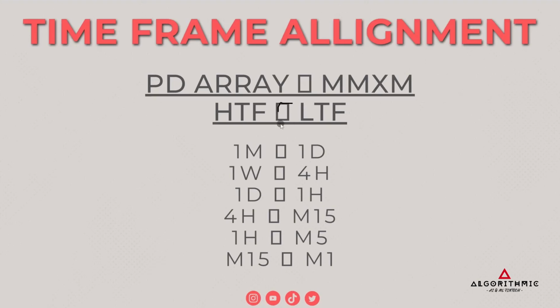Higher, this is an error, but I need to fix this somehow. Let's identify this as an error, okay? If we're looking at the monthly PD array, then we're going to have a market maker's model on the daily. Same thing for the weekly, daily. For example, if we have a daily fair value gap, then we'll have a 1 hour market maker's model. Same thing here for our PD array.